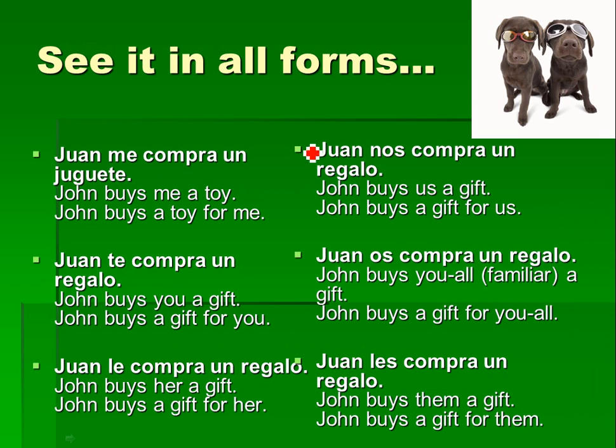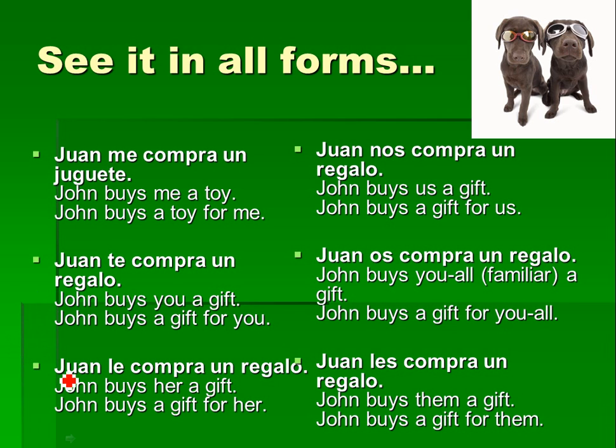So here's an example of all forms. Juan me compra un juguete. Juan me buys a toy, right? He buys a toy for me. Juan te compra un regalo is Juan buys you a gift. So te, remember, goes right in front of the verb.